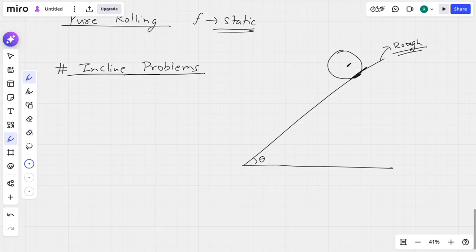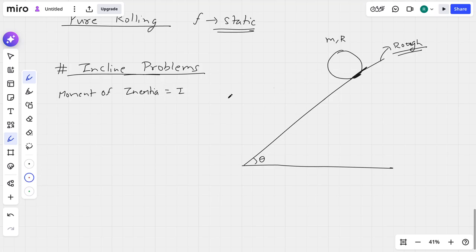its pure rolling. Let the mass of this body be m, radius of this body be r, and its moment of inertia be I. Okay, fine, no problem.